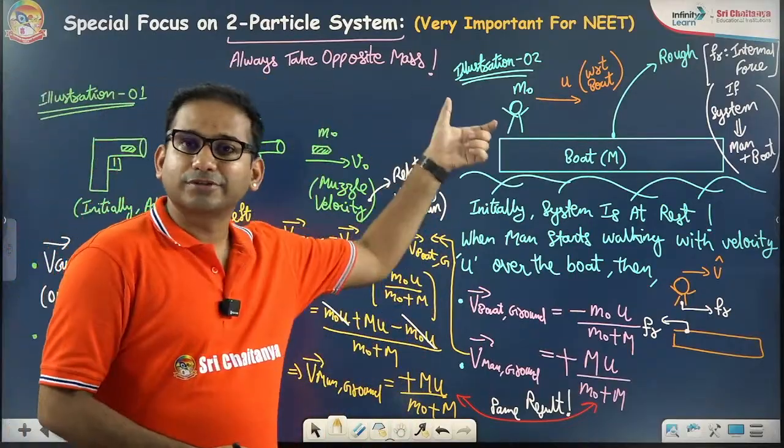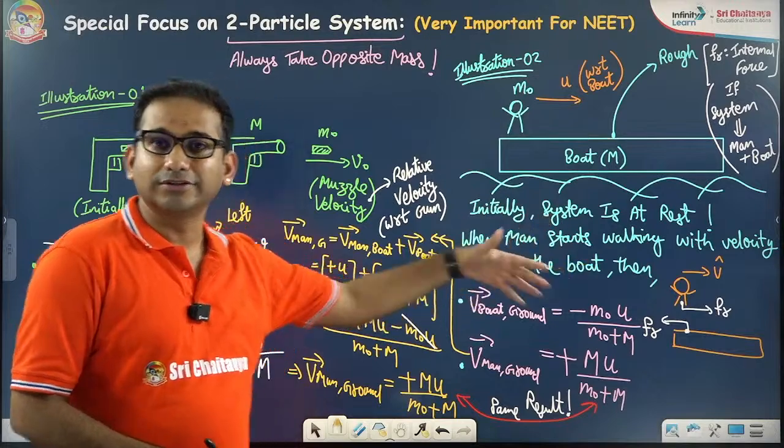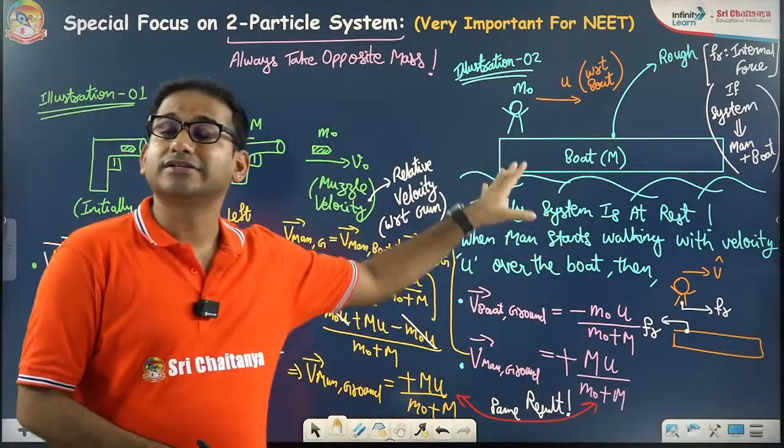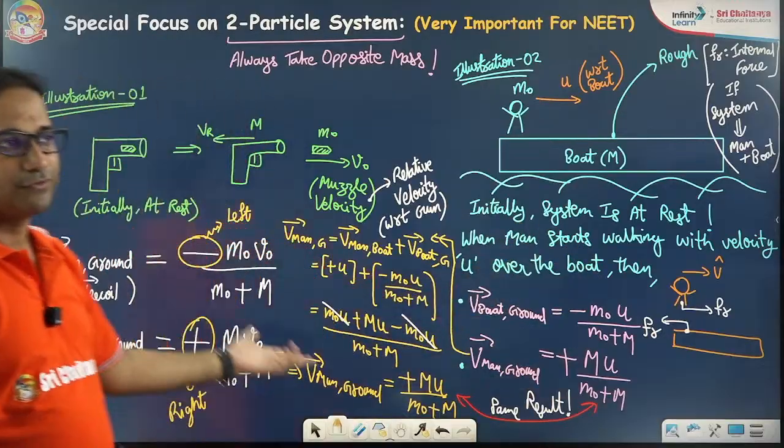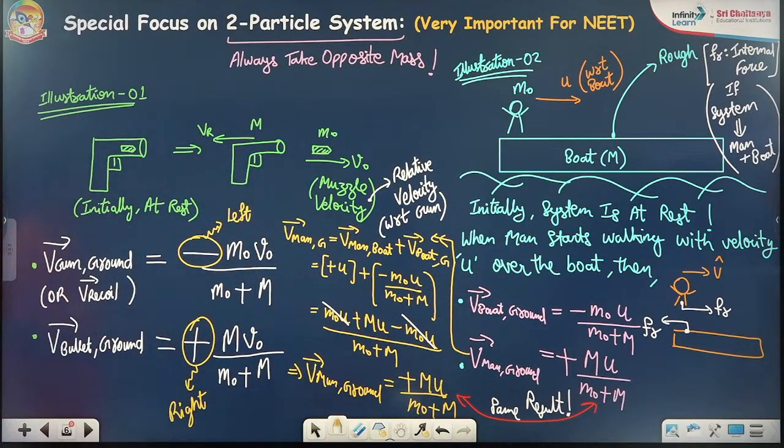Always take the opposite mass. Now we will keep taking more and more models. This was the bullet plus gun model. This is the man plus boat model. I hope you have understood. Now we can take more models. If you want, you can quickly take a screenshot.